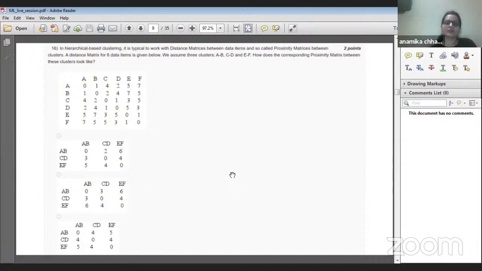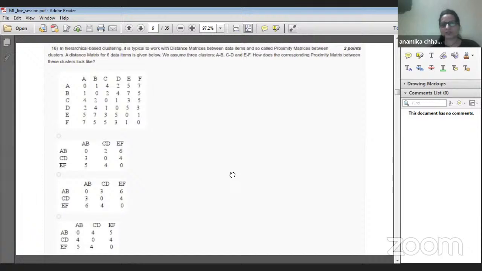Okay, and the third one is you find the distance between all the elements and then average that out. So there are different measures that you can use. So that all comes under hierarchical clustering. Okay, so here, let's read the question.